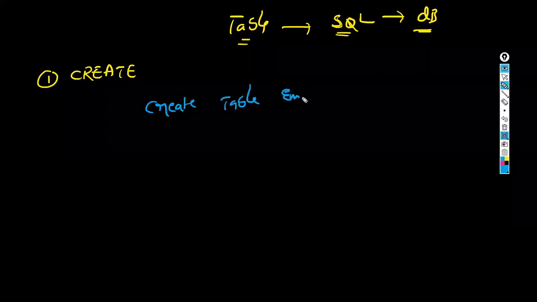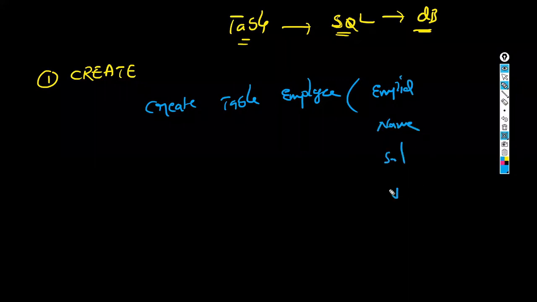For example, I want to create a table of employee. So the table you are creating, obviously it contains columns, right? So here we need to mention those columns. First one, employee ID. The next one is the name. The next one is the salary. Next one is the job. Next one is the phone number.